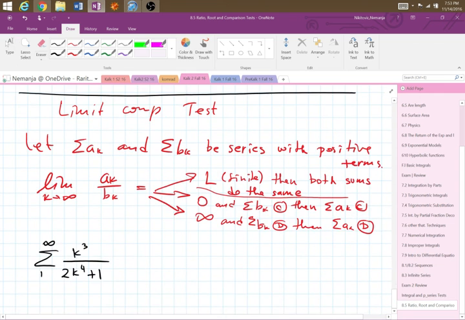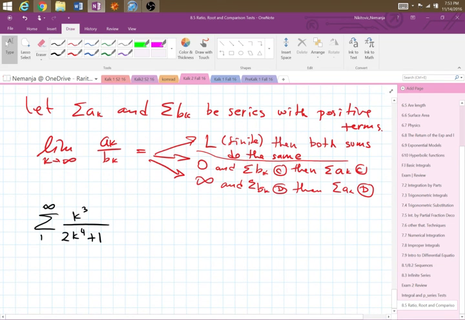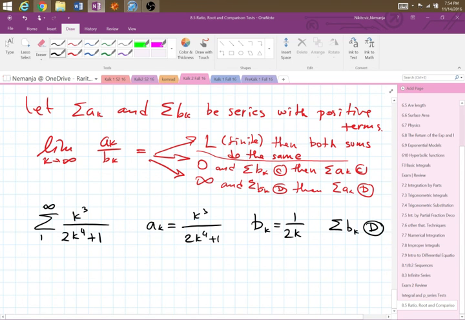So you try maybe direct comparison, you see it doesn't work, so then you go with the limit comparison test. In the limit comparison test, your AK is k cubed over 2k to the fourth plus 1. You choose your BK, we already know, right? 1 over 2k, where summation of BK diverges. It's a harmonic series, right? We memorized that 1 over k diverges. Now that 1/2 can be kicked out as a coefficient, just like in derivatives and limits and integrals. Kick it out.